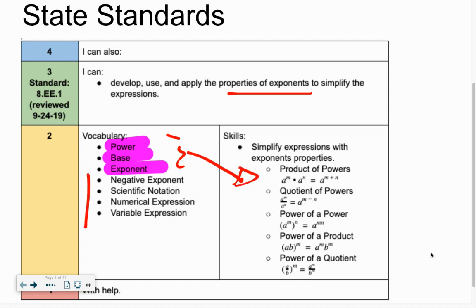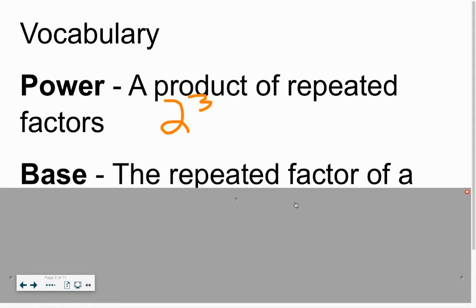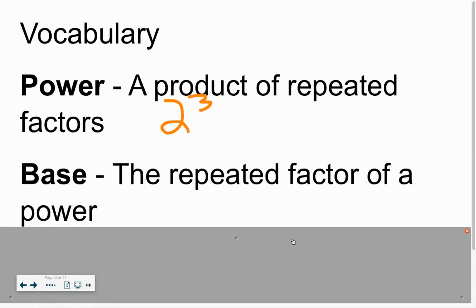So let's start off with our vocabulary for today, talking about a power. Power is a product of repeated factors, something like 2 cubed. So we are familiar with things being written like that, but now let's talk about our vocab for today. We're going to talk about the base. The base is the repeated factor of the powers, so that's the bigger number, the base, the bottom, however you want to refer to that.